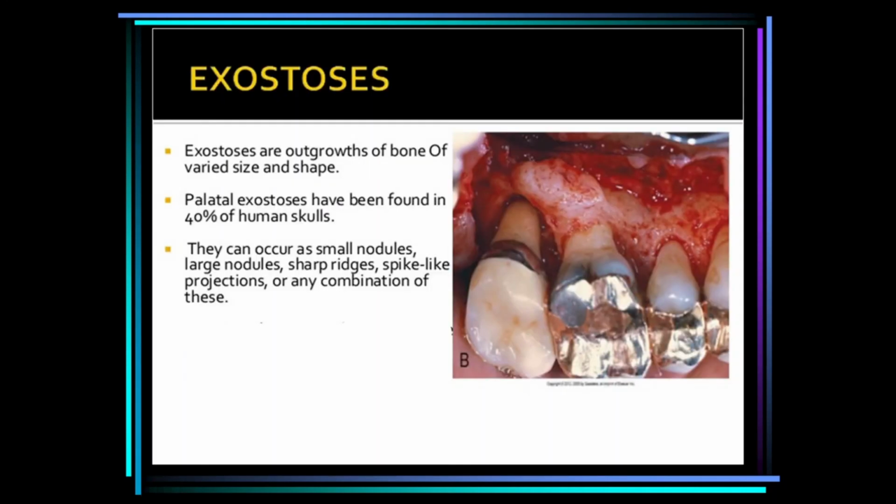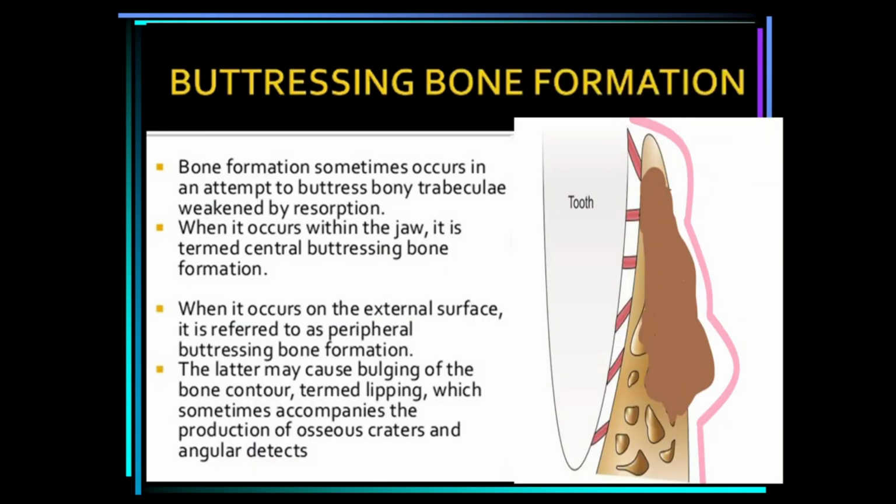Exostoses are outgrowths of the bone of varied size and shape. Palatal exostosis has been found in 40% of human skulls. They might occur as small nodules or large nodules, sharp ridges, spike-like projections, or any combination of these.